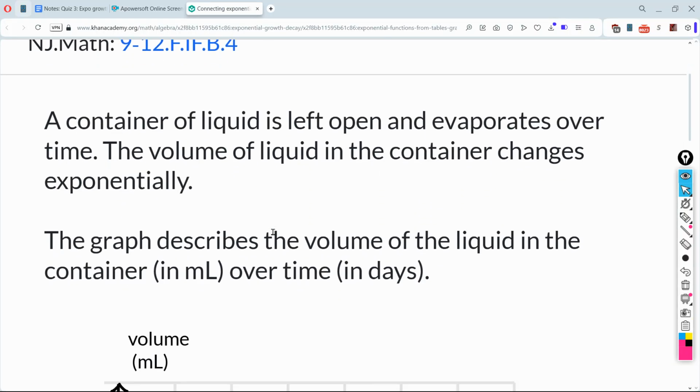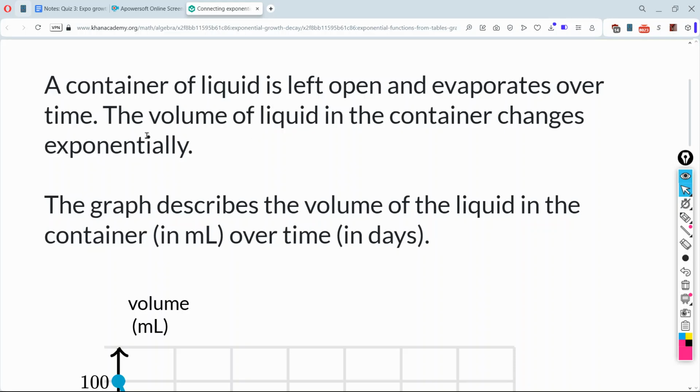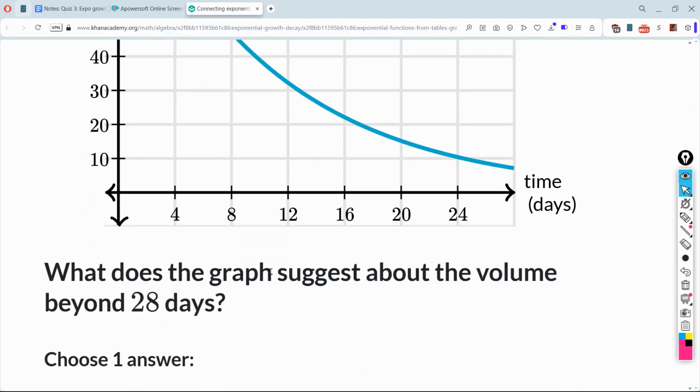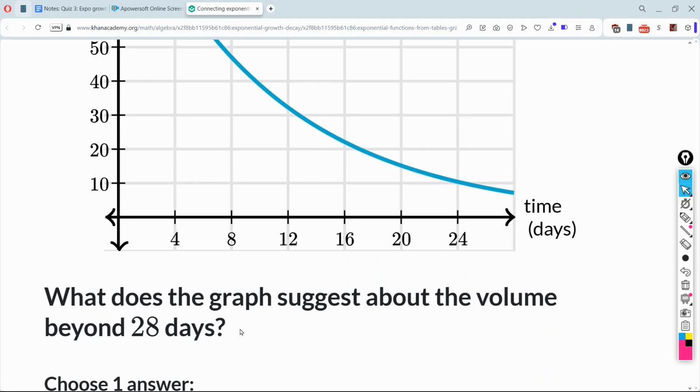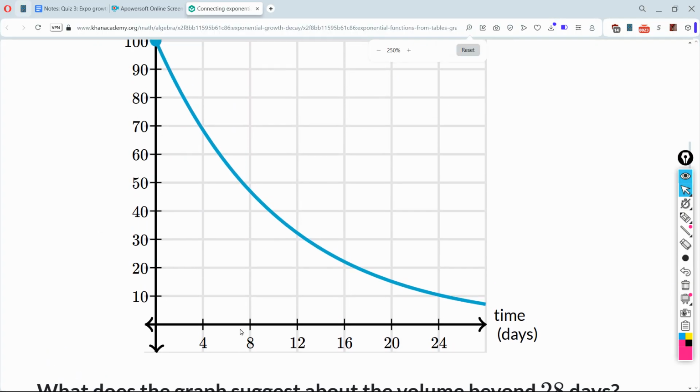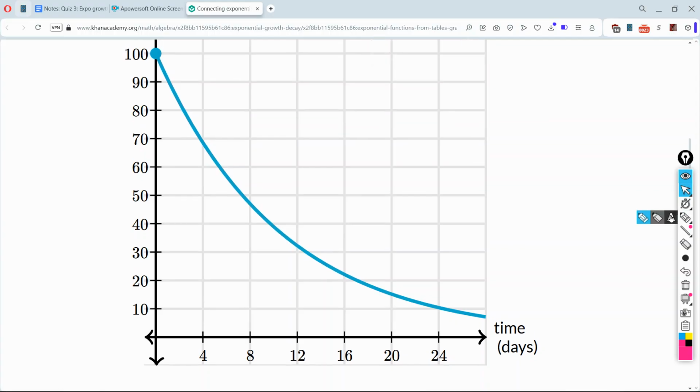All right, maybe one more. A container of liquid is left open, evaporates over time. The graph shows the volume over time in days. All right, what does the graph suggest about the volume beyond 28 days? Well, what's going to happen, this is just going to decrease, but it's not going to go below 0. Okay, basically you're going to have a y asymptote at y equals 0.